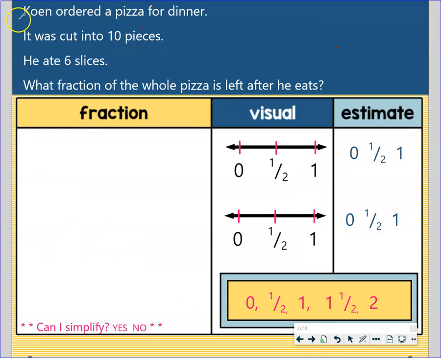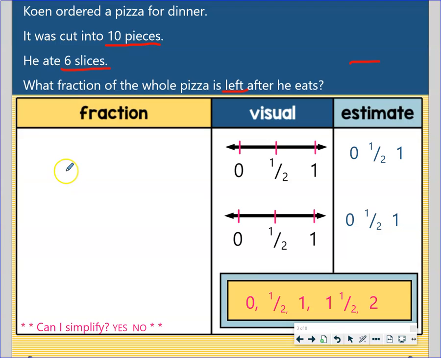All right, let's take a look at another one. This one says, Keon ordered a pizza for dinner. It was cut into 10 pieces. He ate 6 slices. What fraction of the whole pizza is left after he eats? So this one is a little bit different. We've got 10 pieces, and he ate 6 slices, and for our answer, it says what fraction of the whole pizza is left. Remember, if I see left, that helps me to see that it's a subtraction problem.